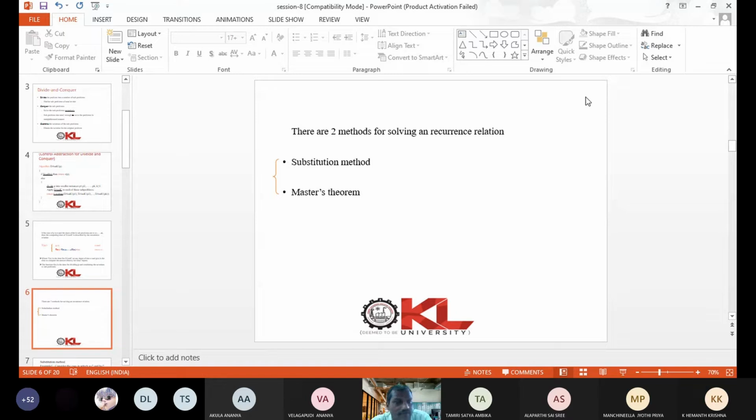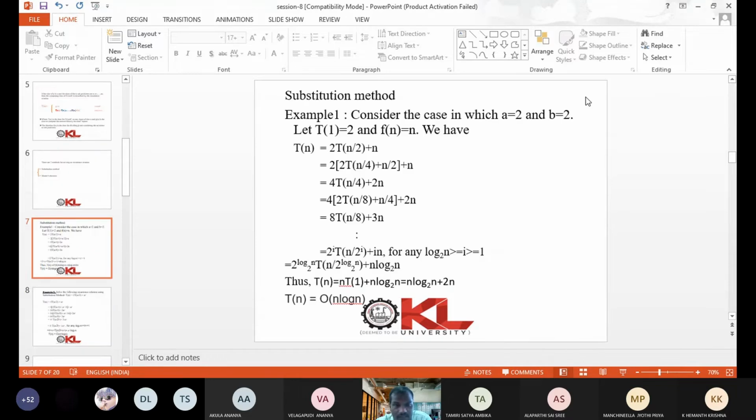Almost all the algorithms which are solved by using divide and conquer are recursive algorithms. Recursive algorithms are solved by using two methods. One method we have already seen in the previous classes, that is the substitution method. Another one is Master's theorem. So in this session, we will try to solve different recurrence relations by using these two methods.